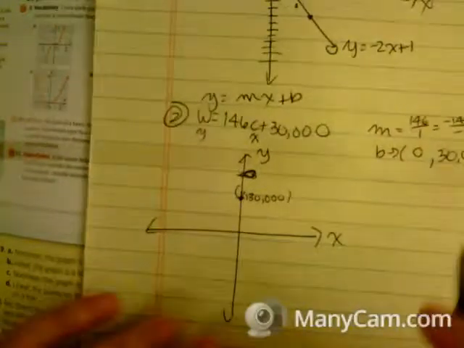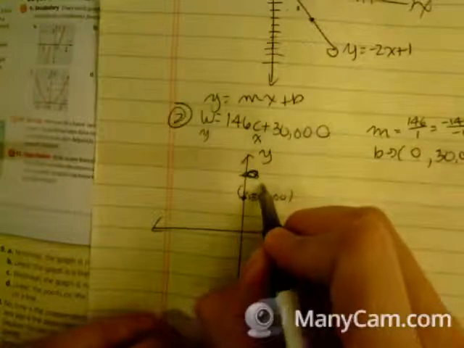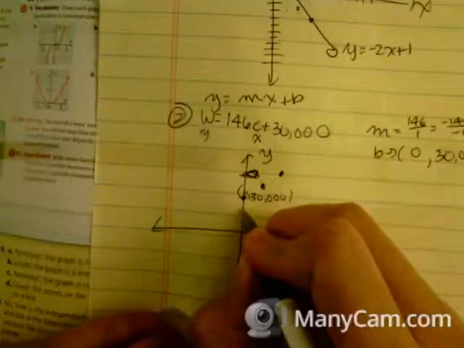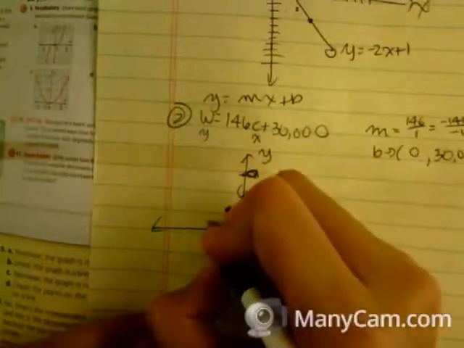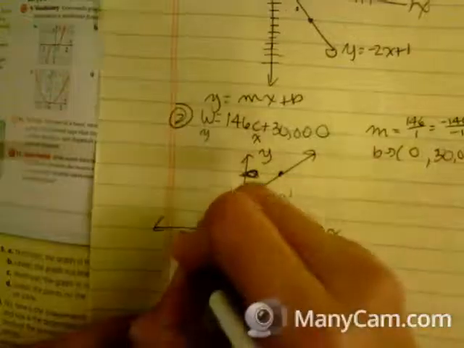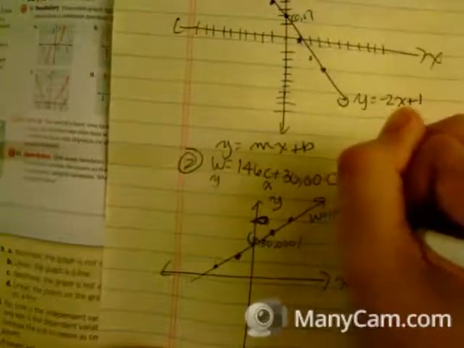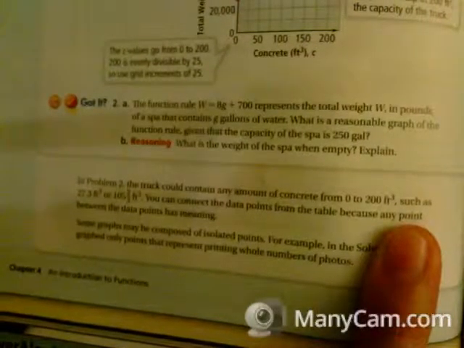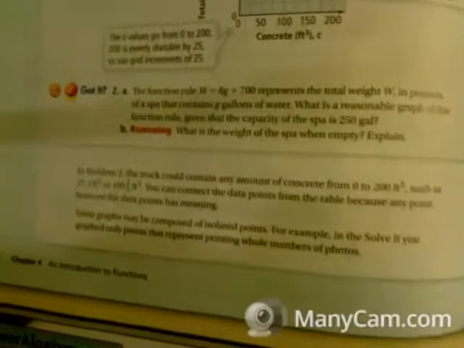Then I'm going to sketch this roughly. I'm going to go up 146 to the right 1, up 146 again to the right 1, or down 146 to the left 1, down 146 to the left 1. Therefore, this is what a rough sketch of w equals 146c plus 30,000 is going to be. And that's our graph. So try to plot it, which is right down here. There we go, just like that.